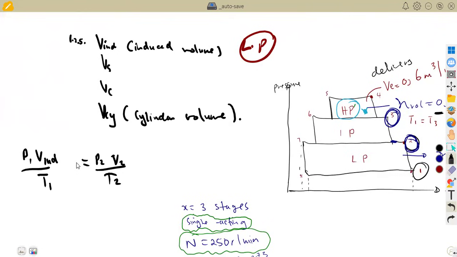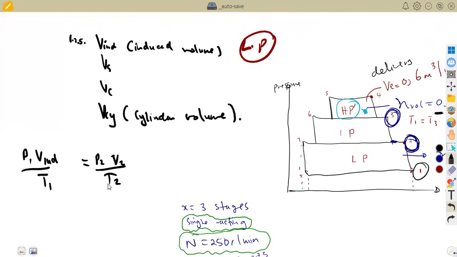Do we have, in this case, T1? Do we have T2? So this is what is going to happen. When this is T1, this is V1, this is the induced volume. But on the other hand, if we check, we do not have V2.